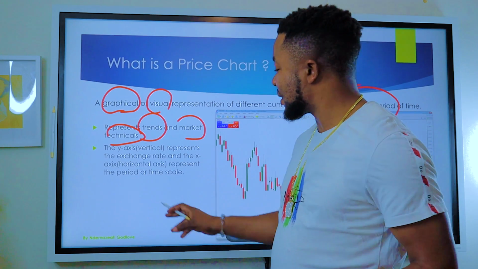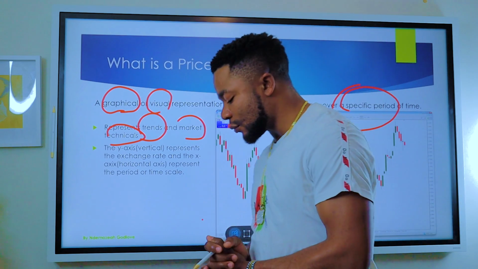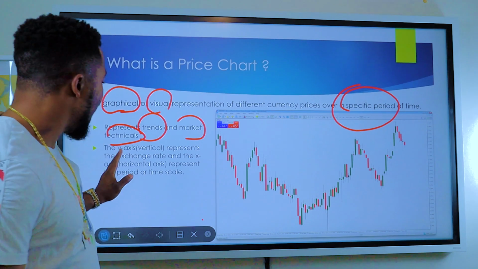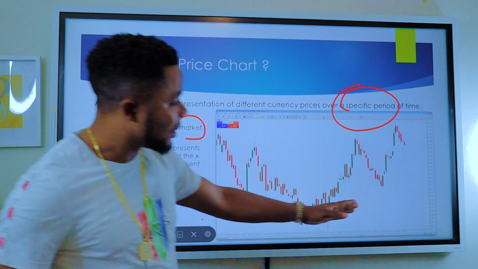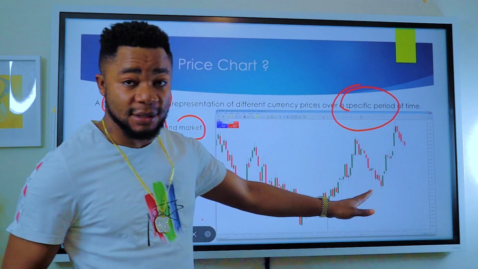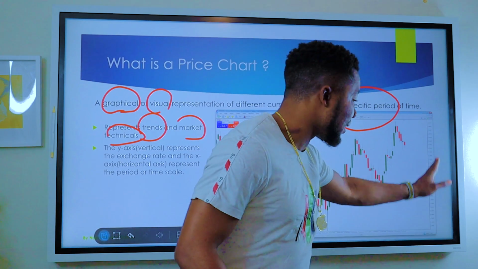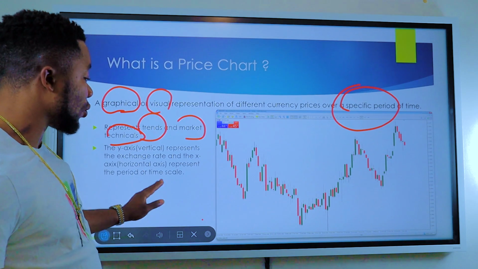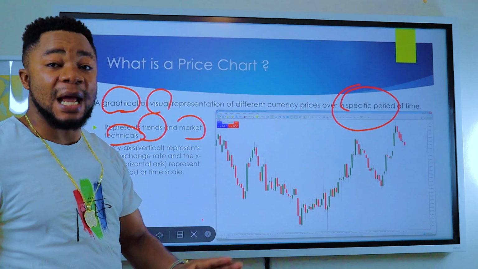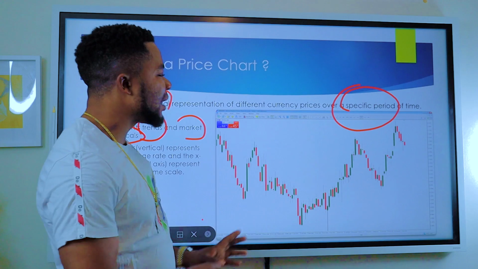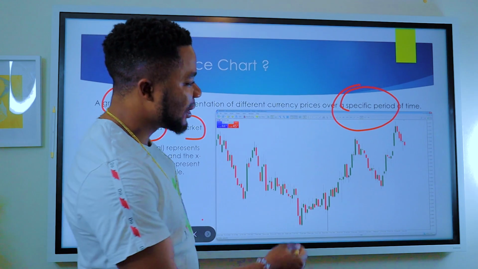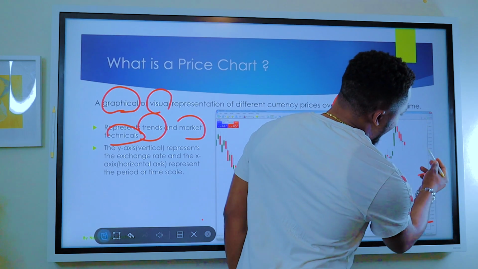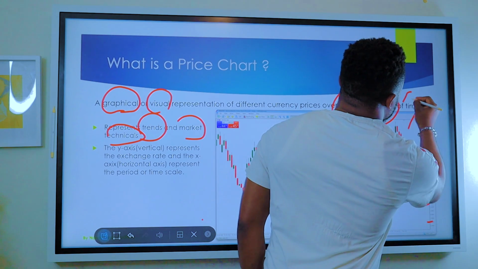And also the x-axis. If you check on your screen, let me just explain this so that you can better understand. This section of your graph stands for the y-axis, the vertical axis, all right? The y-axis represents the exchange rate, and the x-axis, or the horizontal line, represents the period or time scale. Anytime you see any forex chart, you can see some digits, like 1.44, 1 point this. So this is equal to the exchange rate.